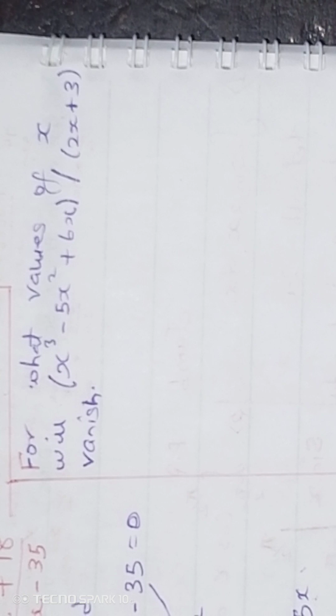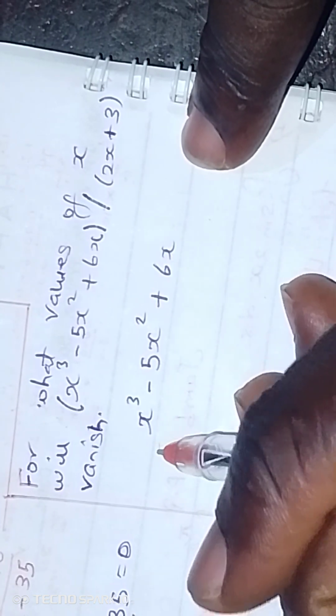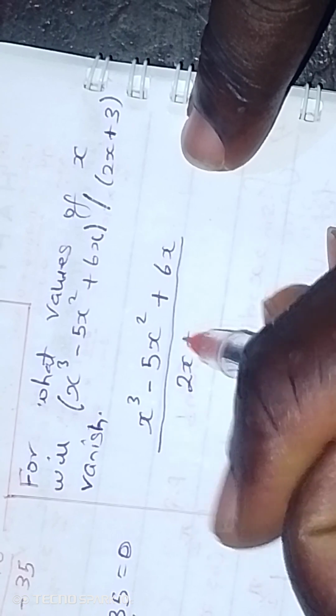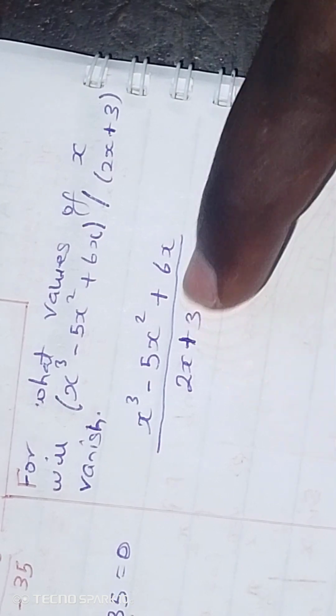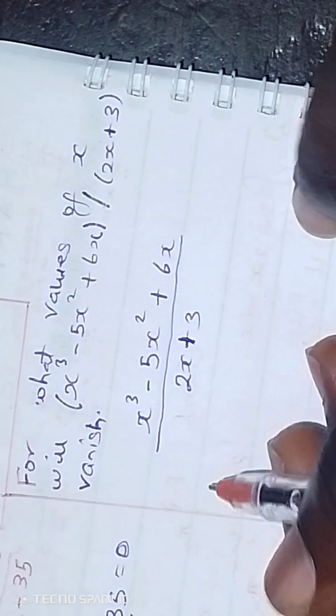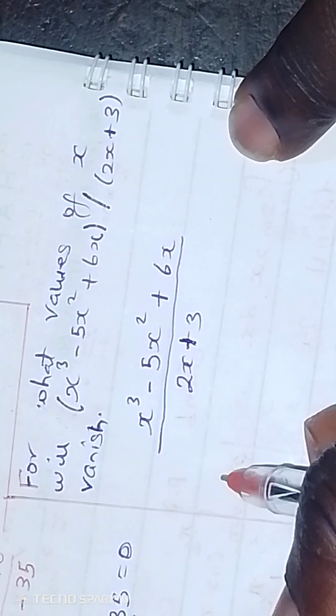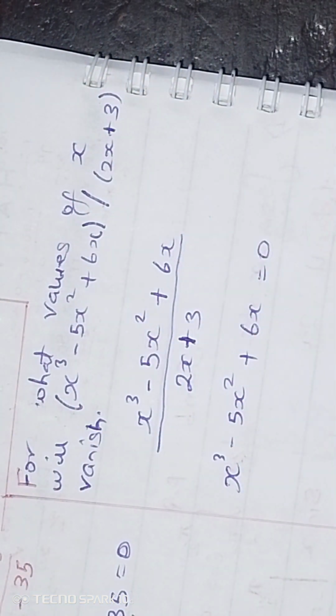So let me write this fraction properly. It should look like this: x cubed minus 5x squared plus 6x all over 2x plus 3. So that's what this question entirely means. Now in order to find the value of x for which this will vanish, you set the numerator, which is x cubed minus 5x squared plus 6x, equal to 0. On setting it equal to 0, the next thing you do is find the values of x.